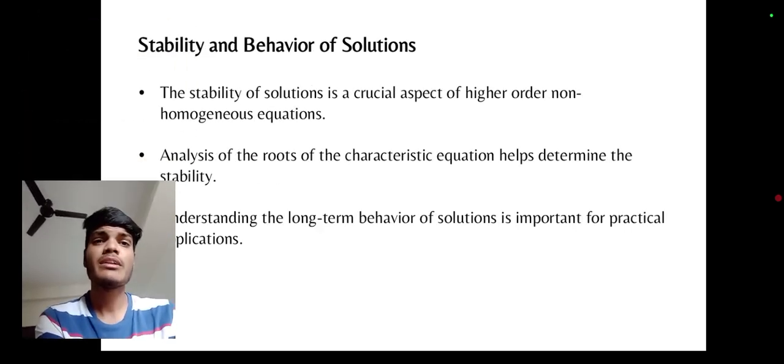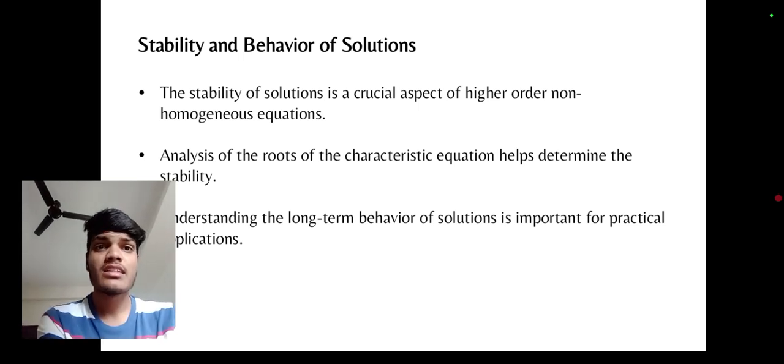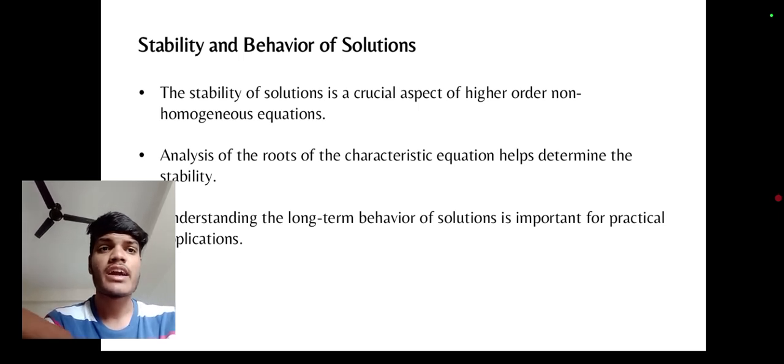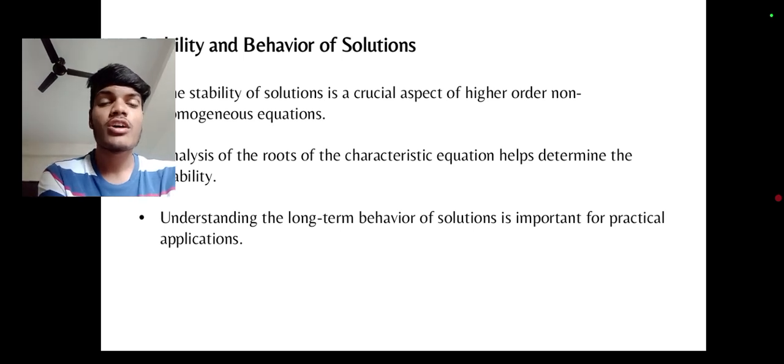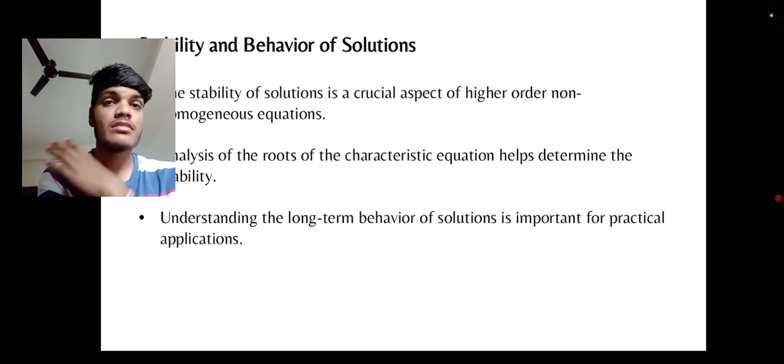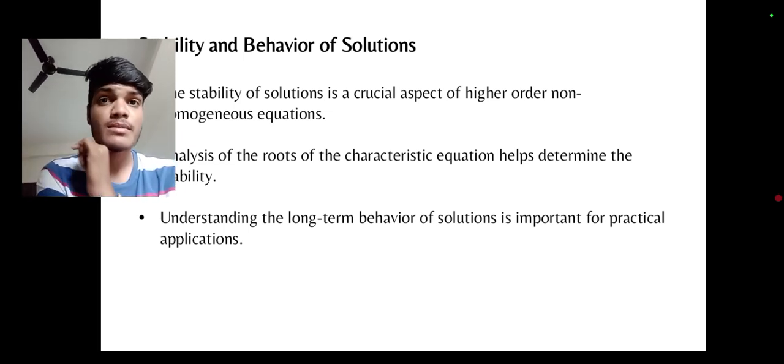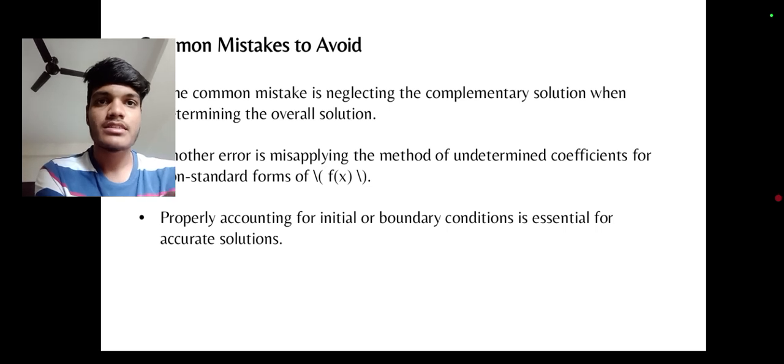Stability and behavior of solutions. The stability of solutions is a crucial aspect of higher order non-homogeneous equations. Analysis of the roots of the characteristic equation helps determine the stability. Understanding the long-term behavior of solutions is important for practical applications.